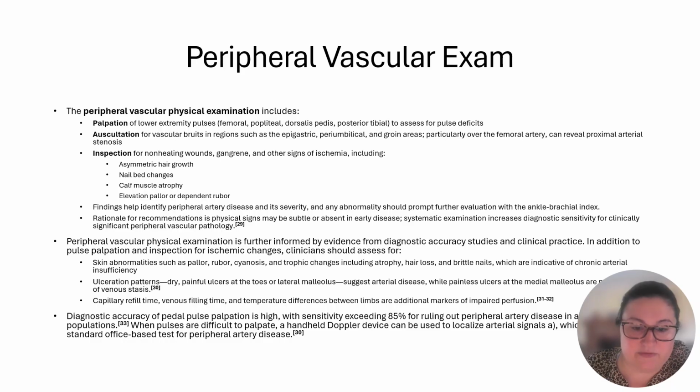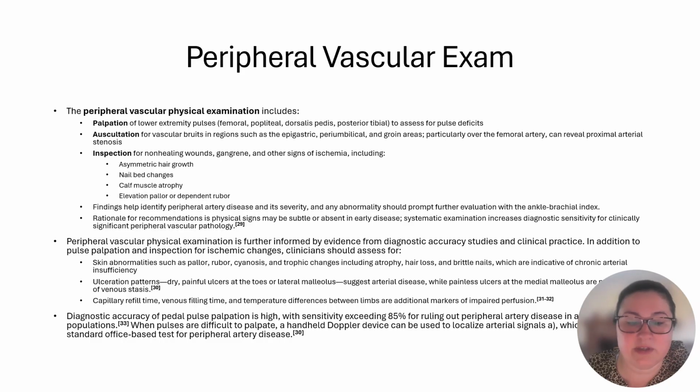The examination is further informed by evidence from diagnostic accuracy studies and clinical practice, in addition to pulse palpation and inspection for ischemic changes. As I've mentioned previously, we should be looking at skin abnormalities like pallor, rubor, cyanosis, and trophic changes, which would include atrophy, hair loss, and brittle nails. Those are indicative of chronic arterial insufficiency. Ulceration patterns like dry, painful ulcers at the toes or lateral malleolus suggest arterial disease, while painless ulcers at the medial malleolus are suggestive of venous stasis.